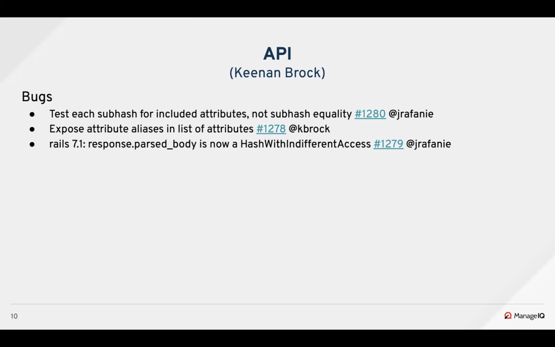I exposed, as Joe had mentioned, in the API, attribute aliases and a list of attributes, which allows us to work with columns, virtual columns, and also attribute aliases. This was necessary for 7.1. And then Joe also, in his quest to move us on to Rails 7.1, for the comparison in the body, made some changes to handle hash with different access.